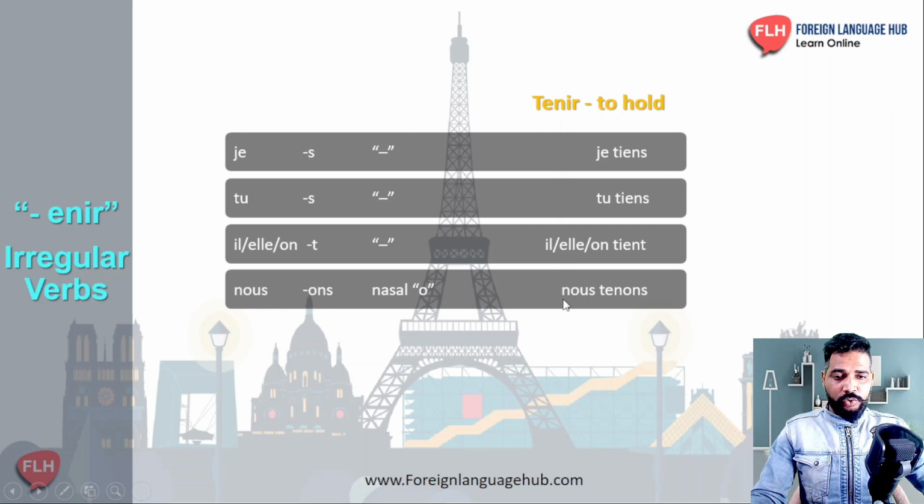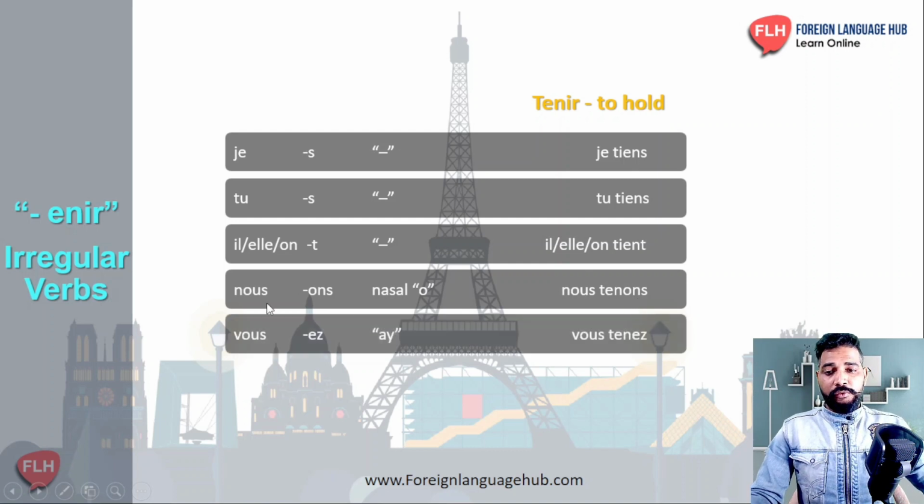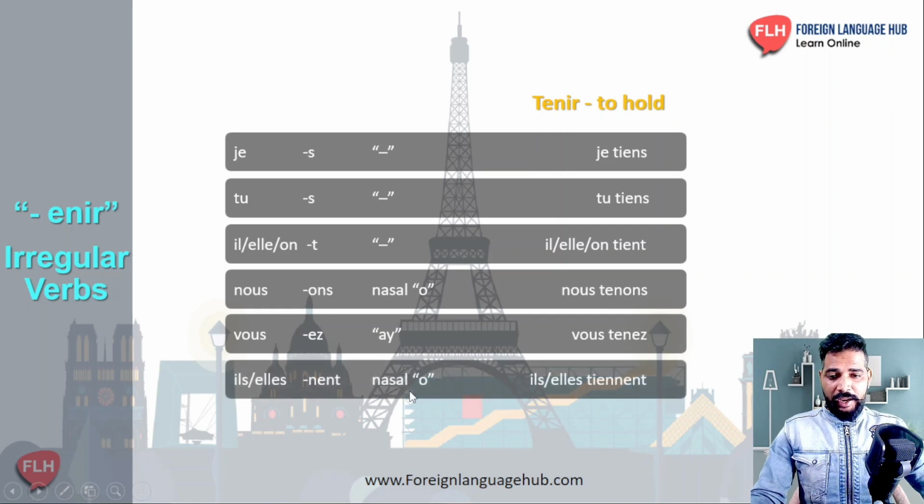Nous tenons. Here it was tien, right? Now with ons, the stem is changed to ten. So nous tenons, vous tenez, and ils, elles tiennent again. So here the stem is tien again, but the ending is ent. So that's it. We have covered all possible endings of IR ending verbs in this group.